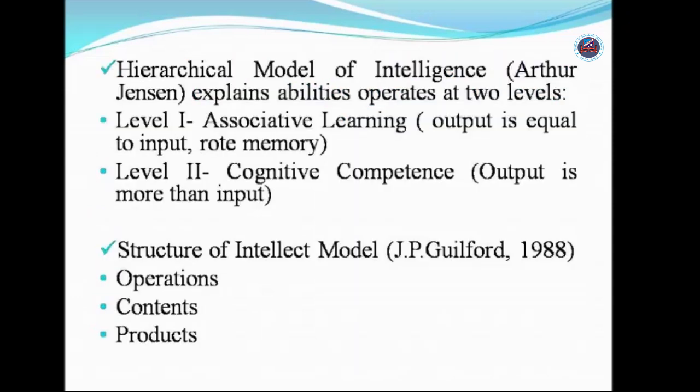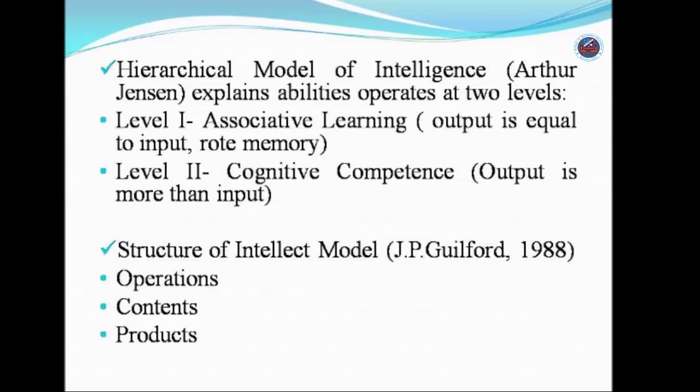In this slide, we will be discussing the hierarchical model of intelligence by Arthur Jensen and the structure of intellect model by J.P. Guilford. According to Arthur Jensen, human abilities operate at 2 levels, that is level 1 associative learning and level 2 cognitive competence. In level 1 associative learning, we can see that output is equal to input, which means rote memory. Whenever we try to understand a particular topic, instead of trying to understand the concept, if we keep on memorizing it, the outcome is going to be very ineffective. We will not see any improvement in us regarding that concerned topic. In that way, we can consider that output is equal to input.